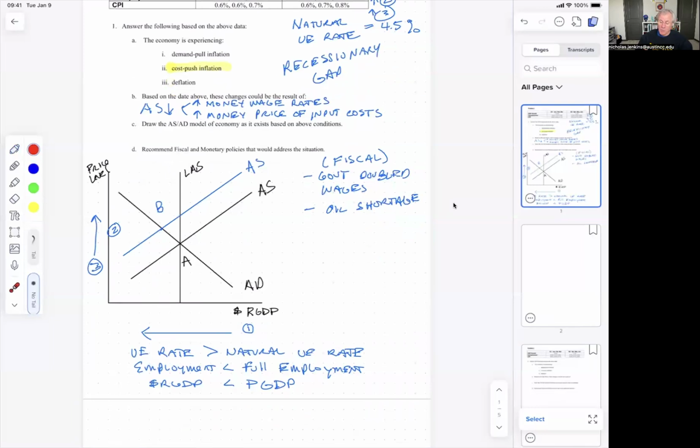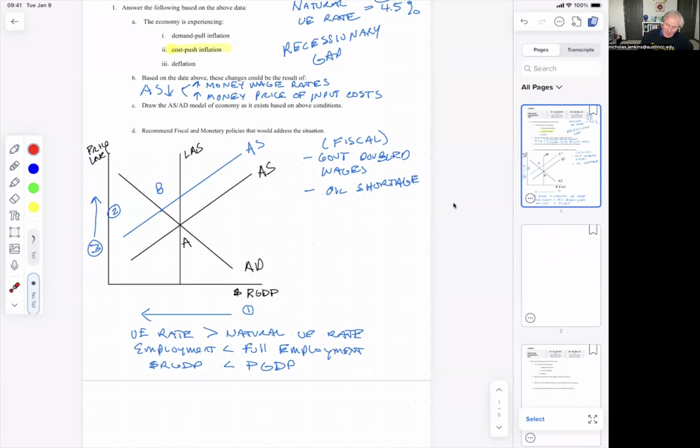On the graphing exercise, we went from the shock or the event that caused the shift to the shift, right? I asked you to take information like this and tell me how it looks here. Now I'm just asking you to take this and tell me what happened to get there. Okay. Now we got that far. We drew the model. So recommended fiscal policy. I'm just going to go over this quickly.